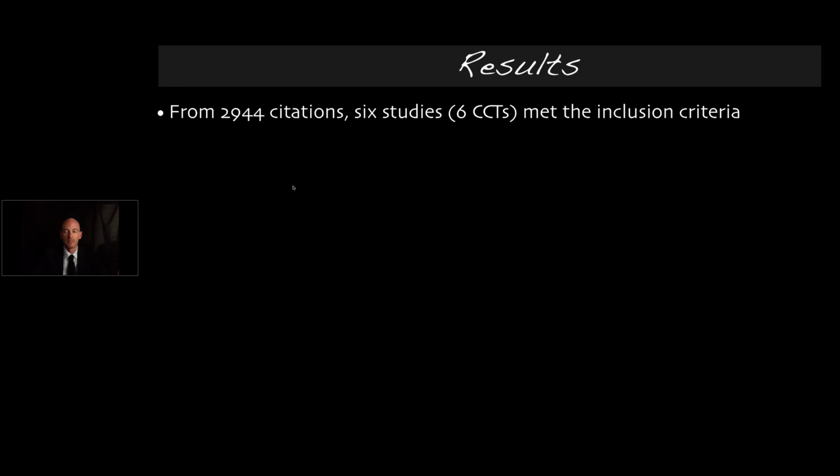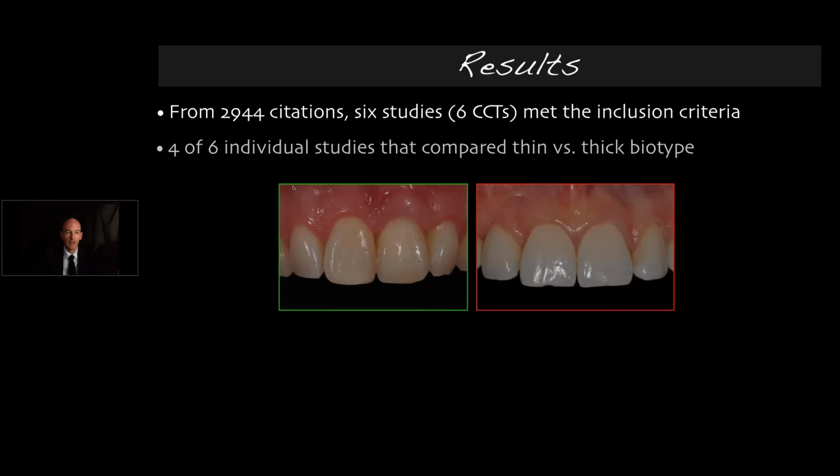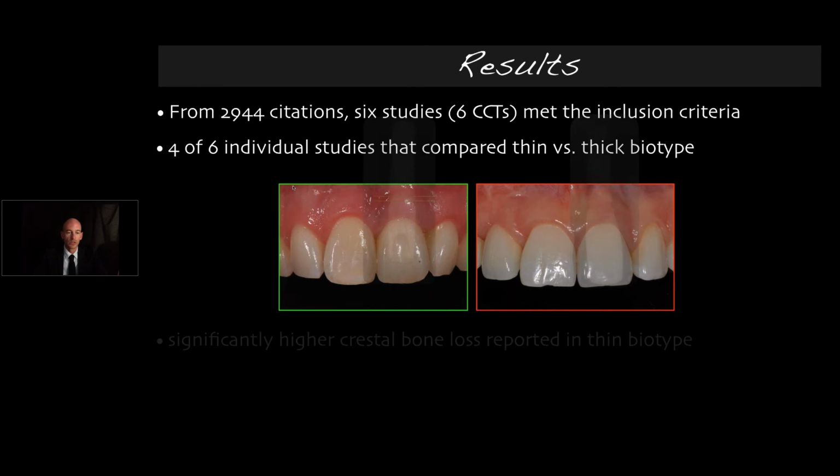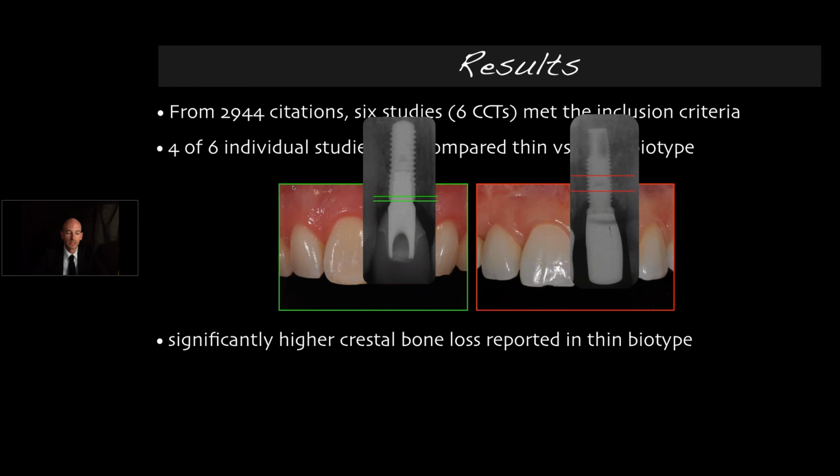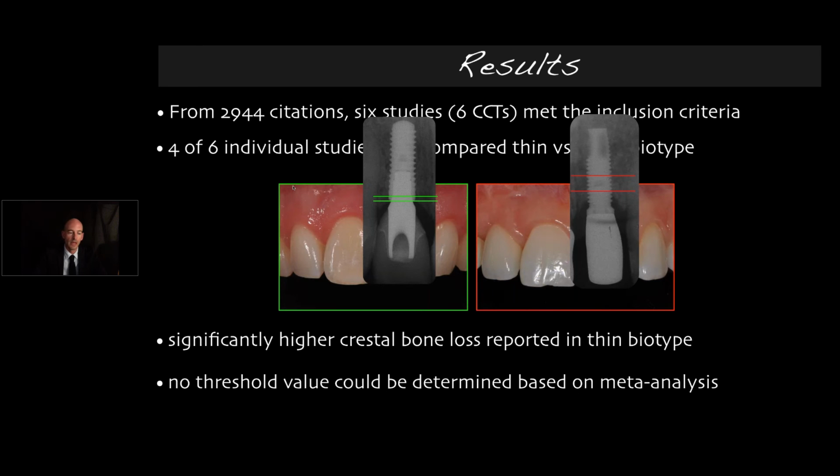controlled clinical studies that met the inclusion criteria. And 4 out of 6 individual studies compared the two types of biotype, thin versus thick. So the outcomes clearly show that there is significantly higher crestal bone loss reported around dental implants in conjunction with a thin biotype. However, they could not define a threshold value based on this meta-analysis.